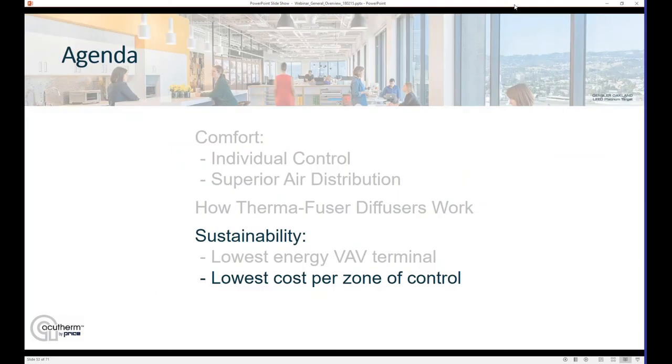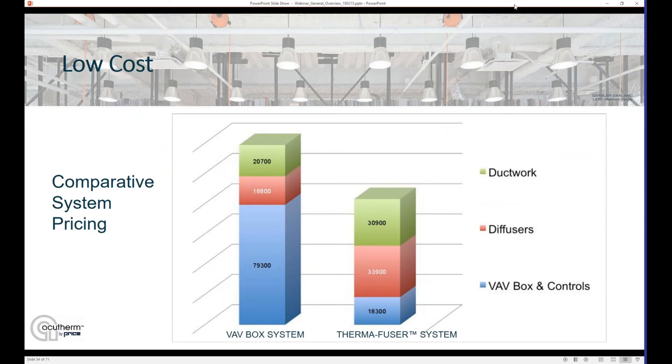Let's take a quick look at cost, as that question always comes up. The diffuser with those thermostats and that VAV damper built in does cost a little more than your typical fixed grill. But when you look at how a system breaks down, the majority of the cost isn't in the diffusers. The majority of the cost is in your VAV boxes and your controls. So if you can eliminate those, you can take a lot of cost out of your system.